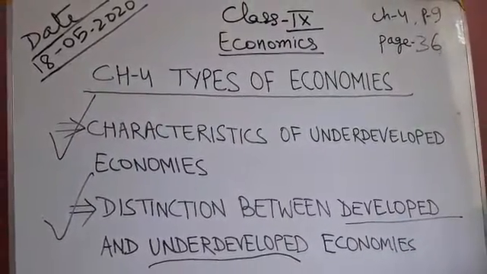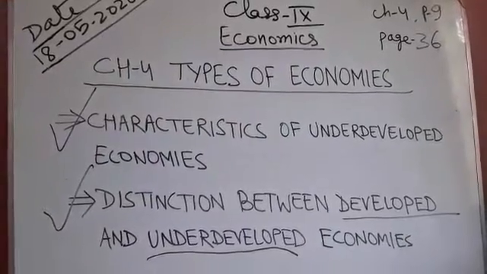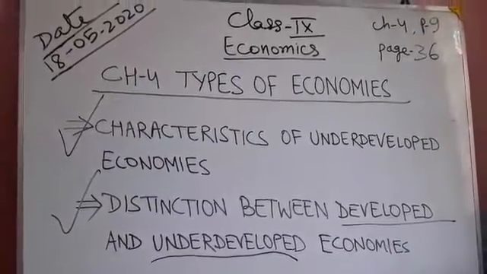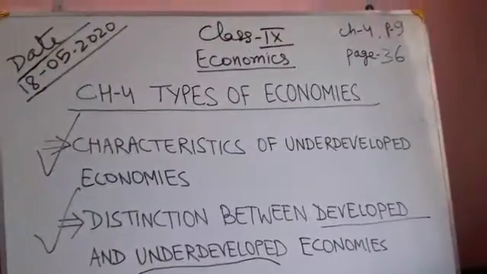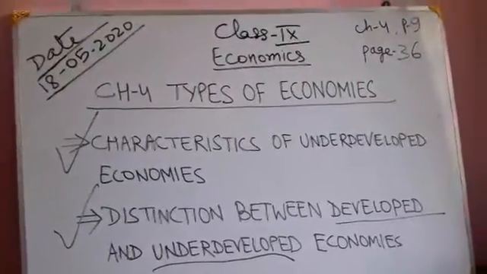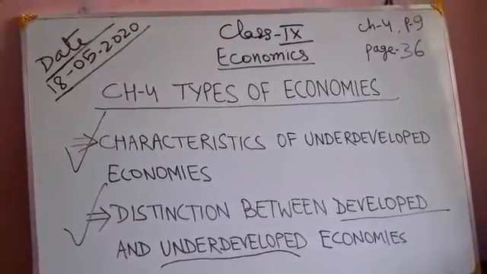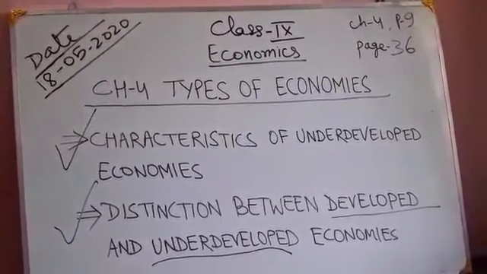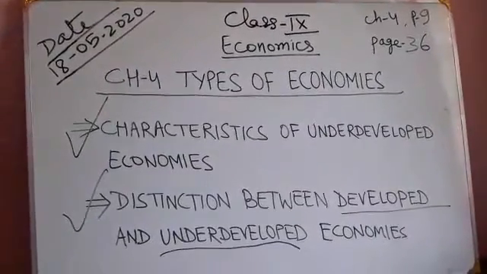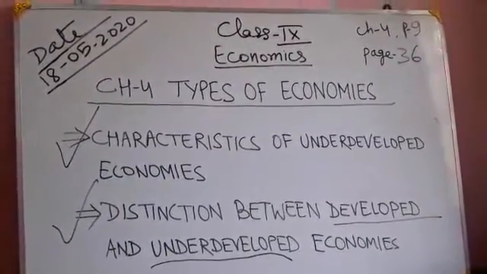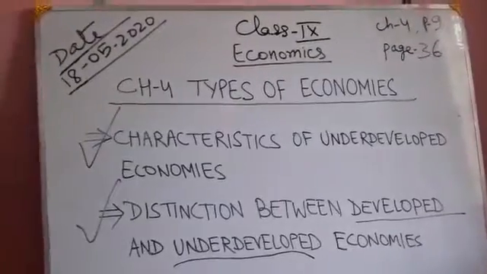Third point, occupation. Here industrial and services sectors dominate in developed economies, whereas in underdeveloped economies, agriculture is the main occupation of the people. As far as technology is concerned, techniques of production are highly advanced, capital intensive techniques are used in developed economies, whereas techniques of production are old and outdated in underdeveloped economies.